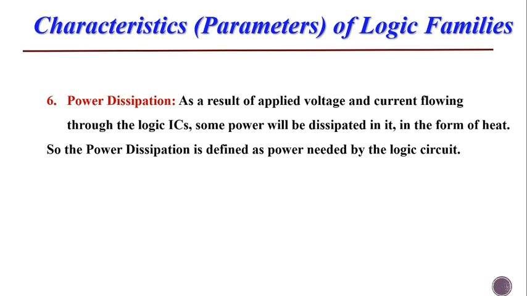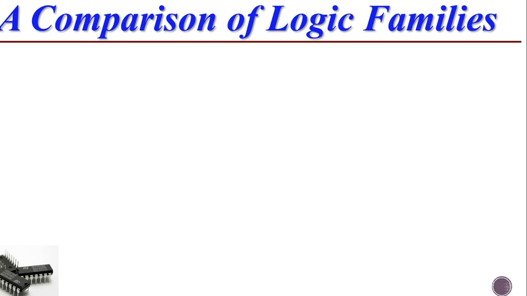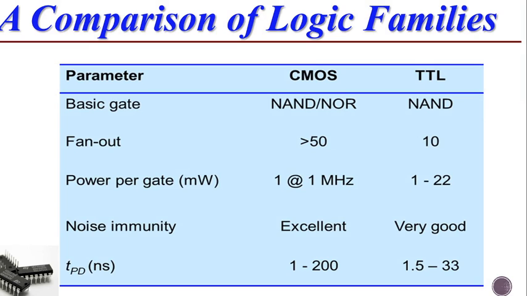The last parameter or characteristic is power dissipation. As a result of the applied voltage and current flowing through the logic ICs, some power is dissipated in the form of heat. The power dissipation is defined as the power needed by the logic circuit. An important point about power dissipation is that the product of power dissipation and propagation delay time is always constant. Here is the comparison between these logic families, that is CMOS and TTL.